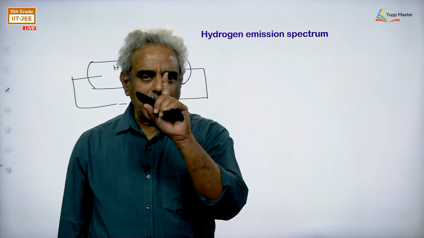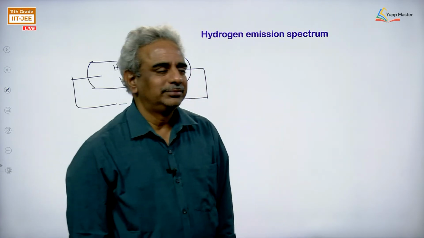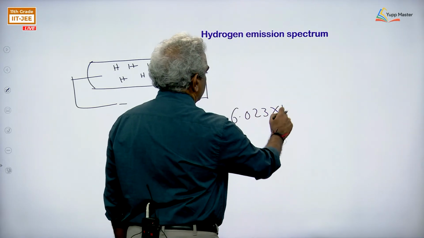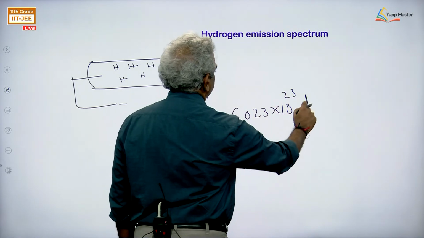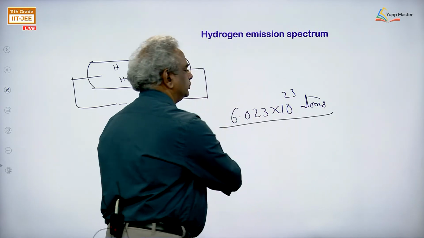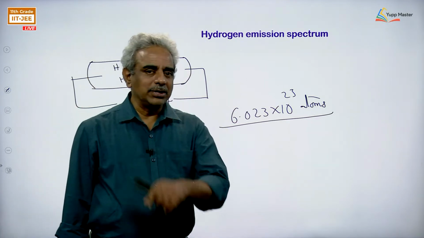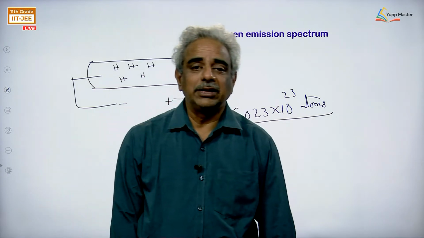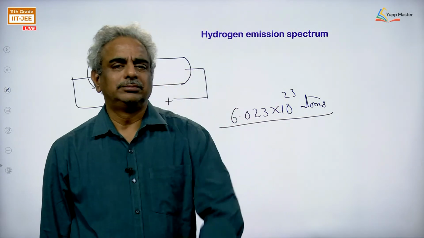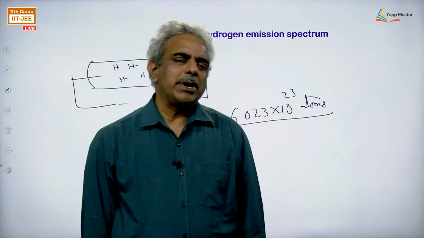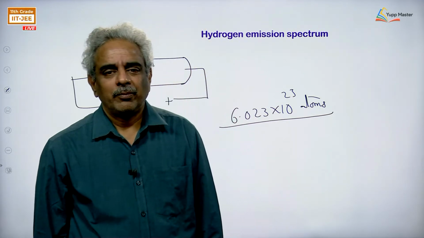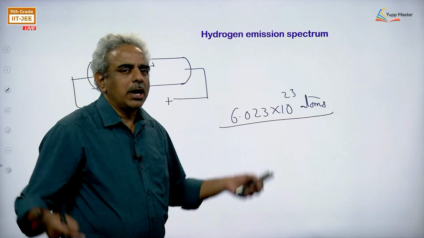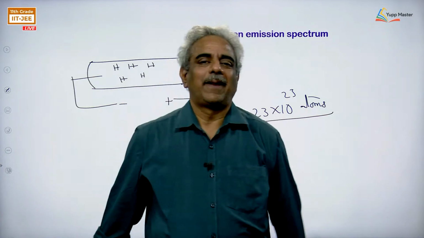Even if you take 1 gram hydrogen in the discharge tube, that will contain 6.023 × 10^23 atoms. 1 gram hydrogen contains 600 crore atoms in the discharge tube. So that is so many hydrogen atoms, and you are supplying electric discharge voltage. All hydrogen atoms will get excited.